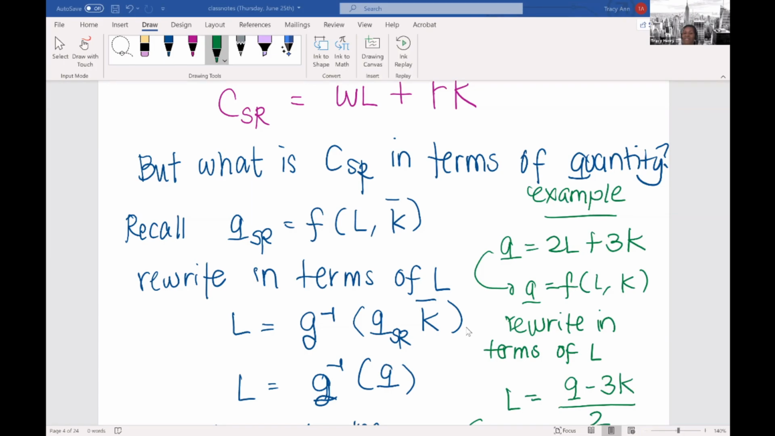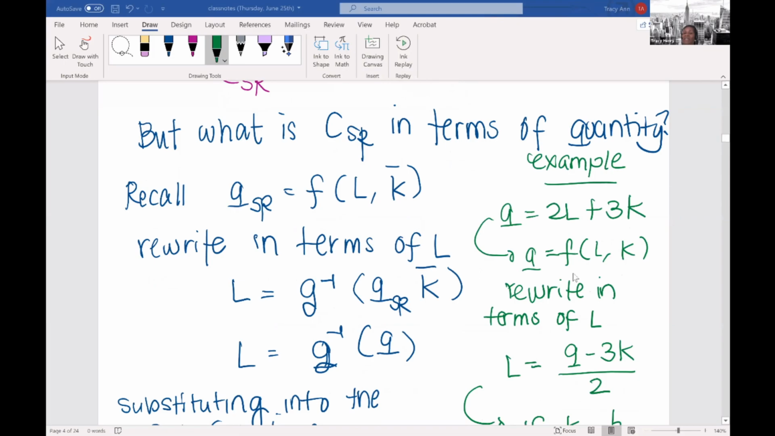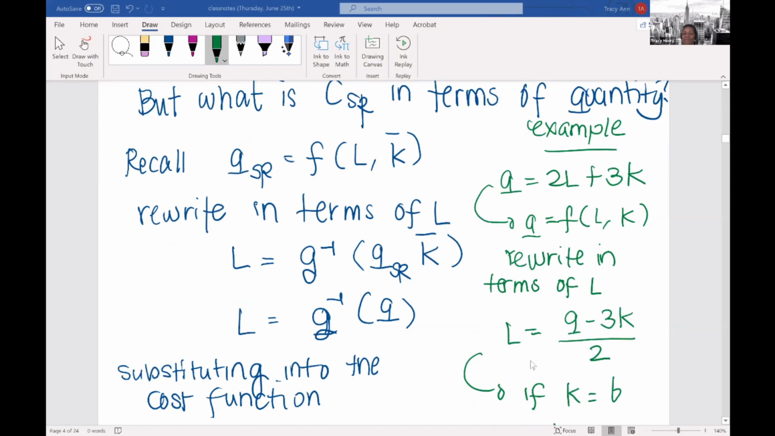I know my cost function CSR is equal to WL plus RK. The question is, how do I get my cost function in terms of quantity? Well, I know my production function. So if I rewrite my production function in terms of L, I can get L as a function of Q. In this example, I have this production function, Q is equal to 2L plus 3K, and I rewrite it in terms of L. So Q minus 3K is equal to 2L. So Q minus 3K divided by 2 is equal to L. And this is my production function in terms of L, labor.